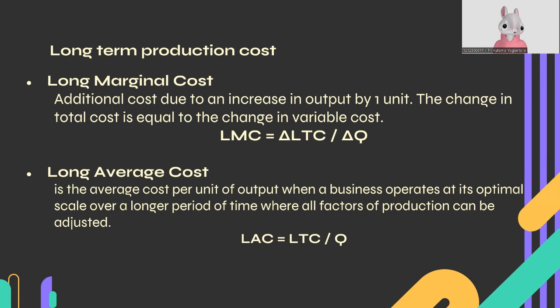And then the last one is long average cost. Long average cost is the average cost per unit of output when a business operates at its optimal scale over a longer period of time where all factors of production can be adjusted. The formula is LAC equals LTC divided by Q.